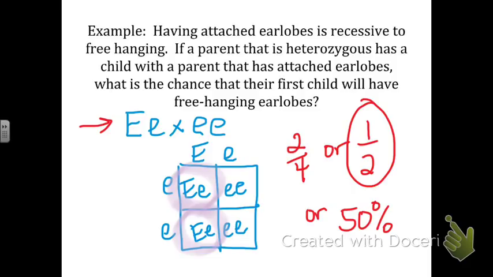So you take one parent and you put their alleles. Remember, they can only give one of the two, so you have to separate them. So one parent's alleles go there and the other parent's alleles go there. And then you put them together in the boxes, and that shows the combinations that could be found in a particular offspring.